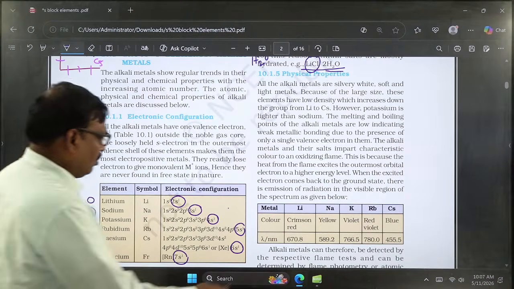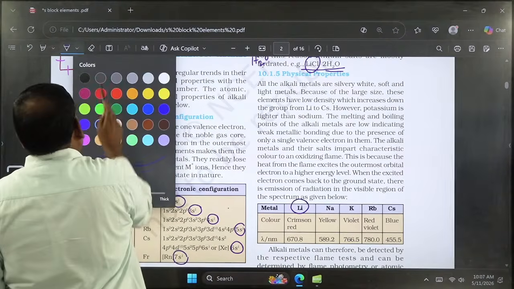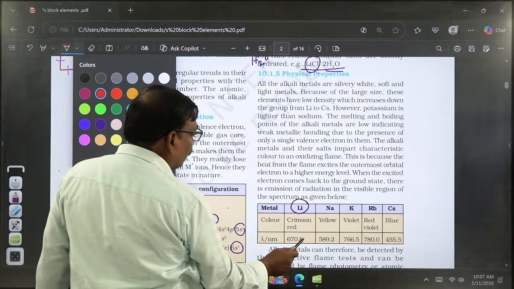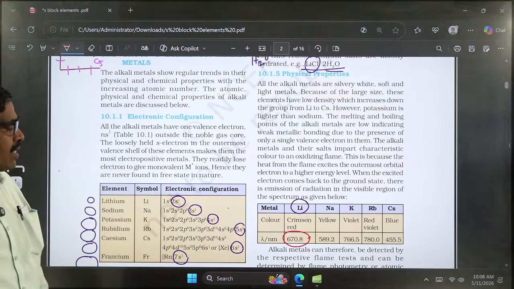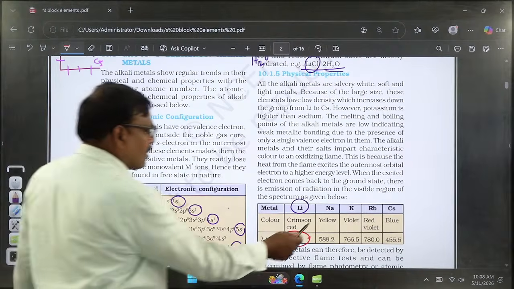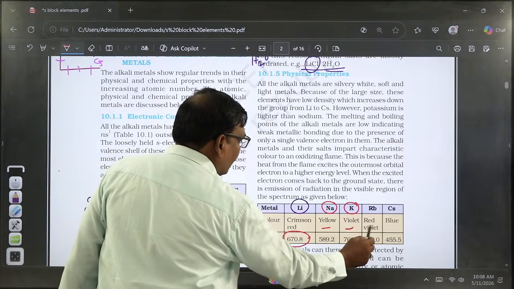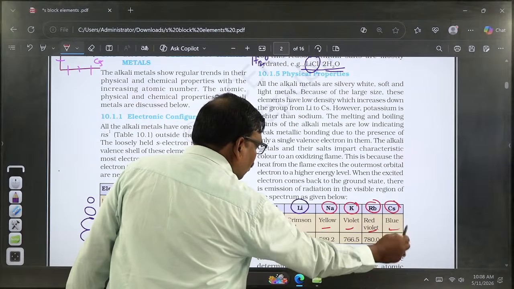So here the first element lithium will appear as crimson red. Some wavelengths are also mentioned. It will release a wavelength of 670.8 nanometers. Coming to the second element, sodium will exhibit yellow color, potassium will exhibit violet color, rubidium will exhibit red violet, and cesium will exhibit blue violet.